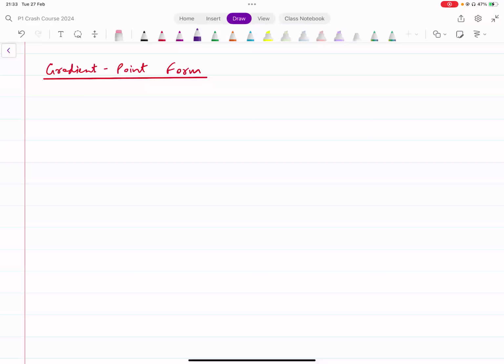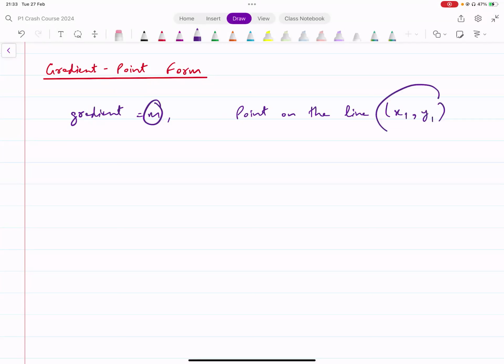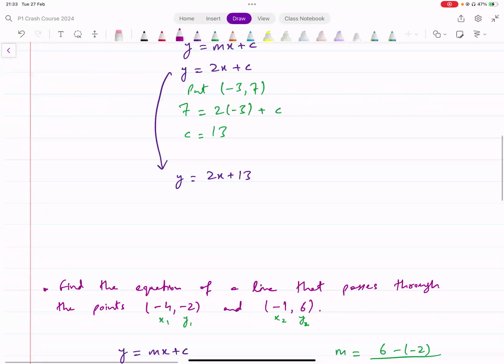Let's say you have the gradient given, and you have a point given that lies on the line. Let's call this point x1, y1. Gradient is m, and the point that lies on the line is x1, y1. So let's say you have a point given and you have a gradient given. How would you find the equation of this line using the method that we've done before?